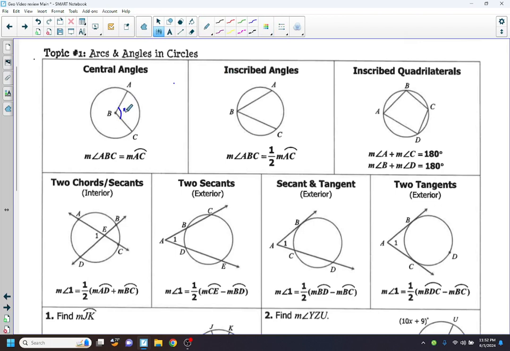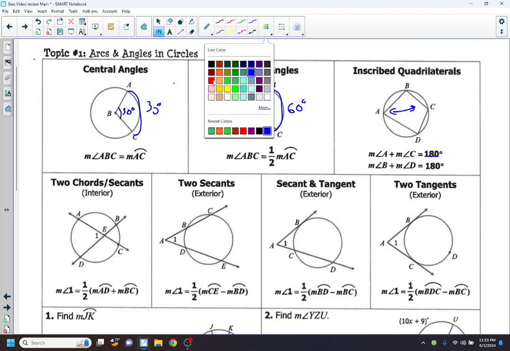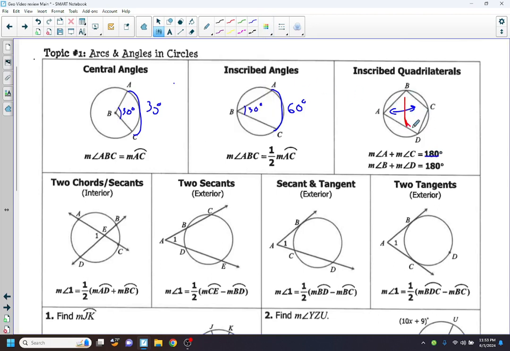If your angle over here is 30 degrees, your arc angle is 30 degrees. If your inscribed angle is 30 degrees, this is going to be doubled. So this should be 60 degrees. If you have an inscribed quadrilateral, these two opposite angles are supplementary, so they add up to 180. And these two opposite angles, B and D, should equal 180. They're supplementary.